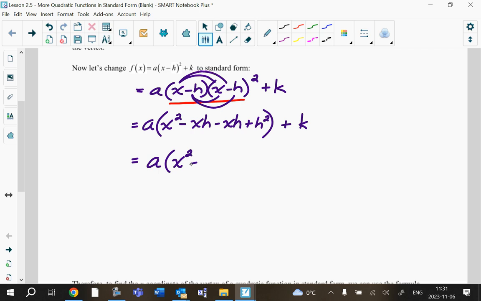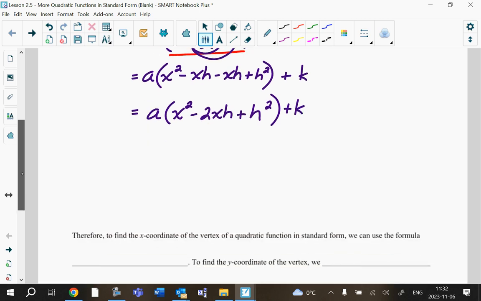So minus 1 xh minus 1 xh is minus 2 xh plus h squared. Now, I'll multiply everything by a. Believe it or not, this is standard form right now. It just looks very complicated.